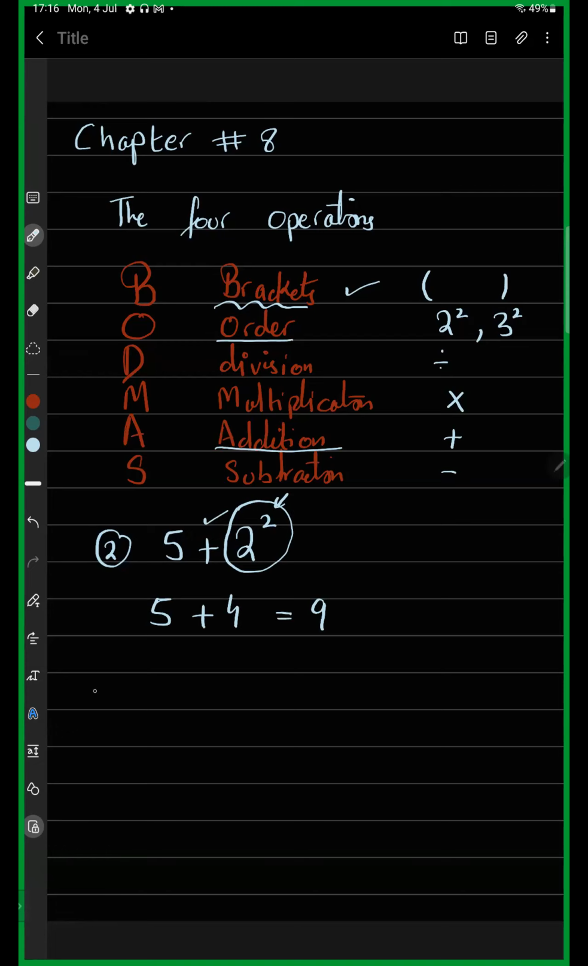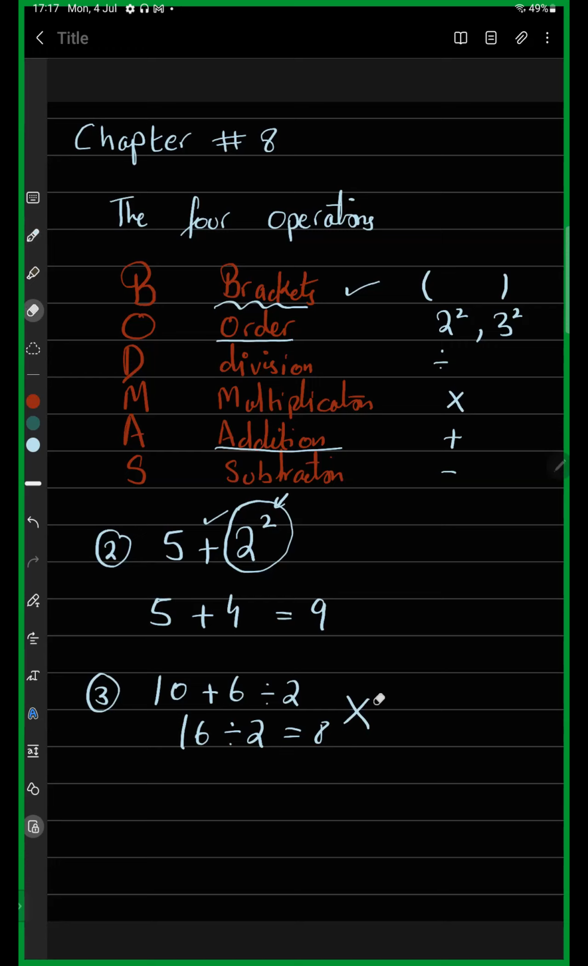Let's talk about another example, and then I'll get back to if you have any queries. This time it is 10 plus 6 divided by 2. Now again, some of you can say that we need to do 10 plus 6, that's 16 divided by 2, and it would give you 8. But this is absolutely wrong. This is not the right method.